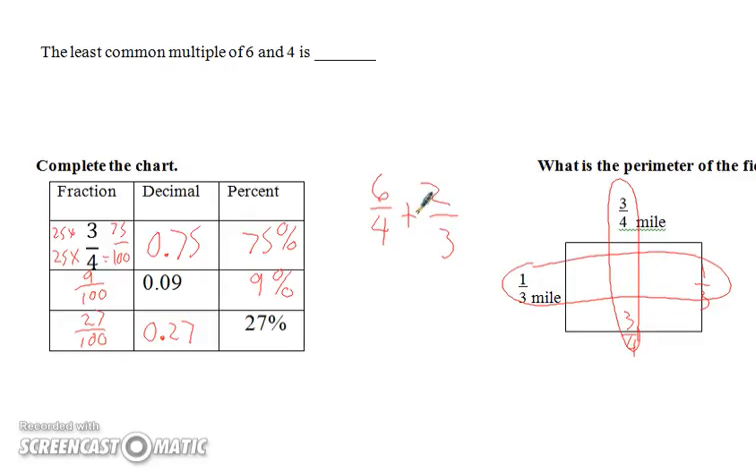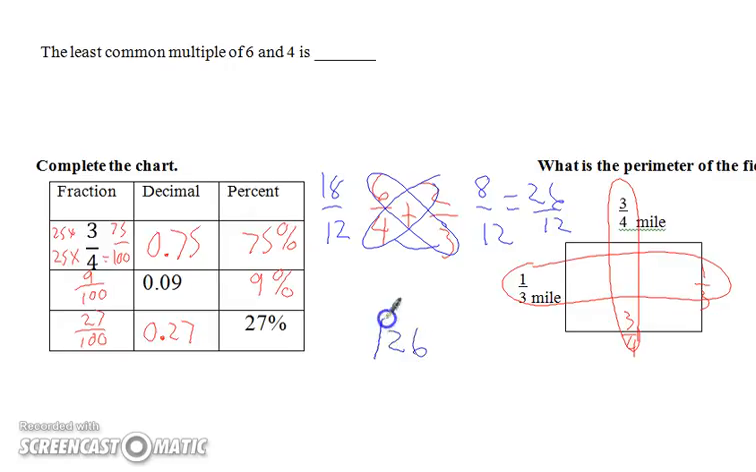So I need to come up with a denominator for 4 and 3. There's nothing I can take 3 times to get to 4, so I'm going to change both of them to 12ths, because 4 times 3 equals 12. Over here, 6 times 3 equals 18. And over here, 2 times 4 equals 8. 18 twelfths plus 8 twelfths equals 26 twelfths.